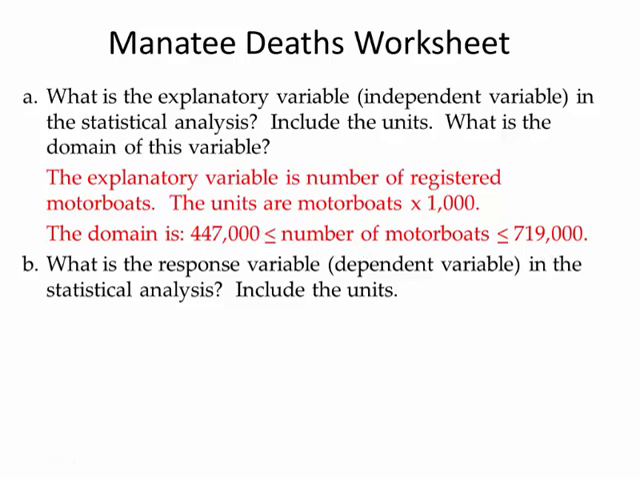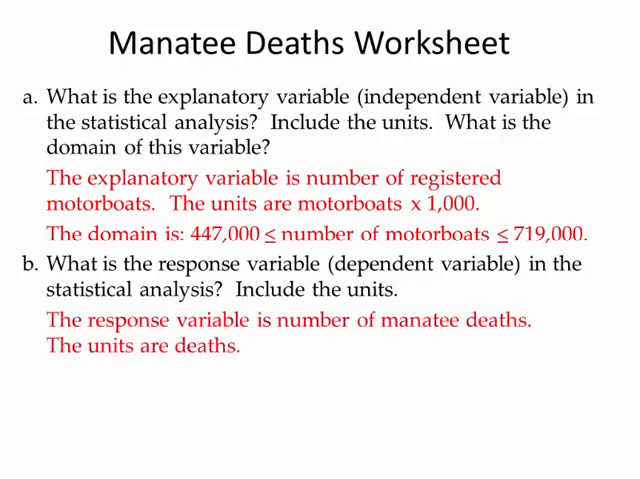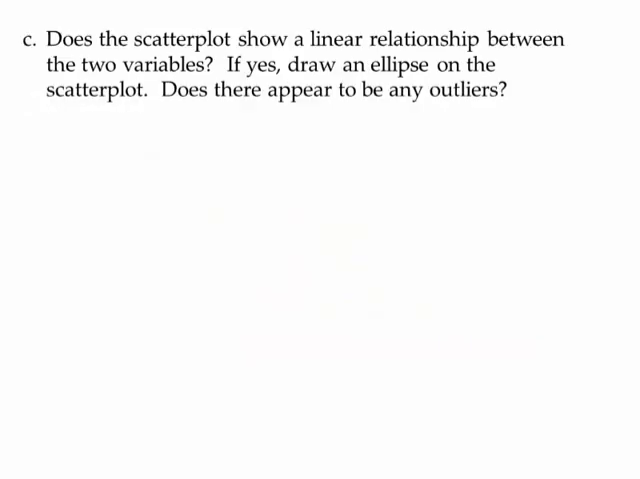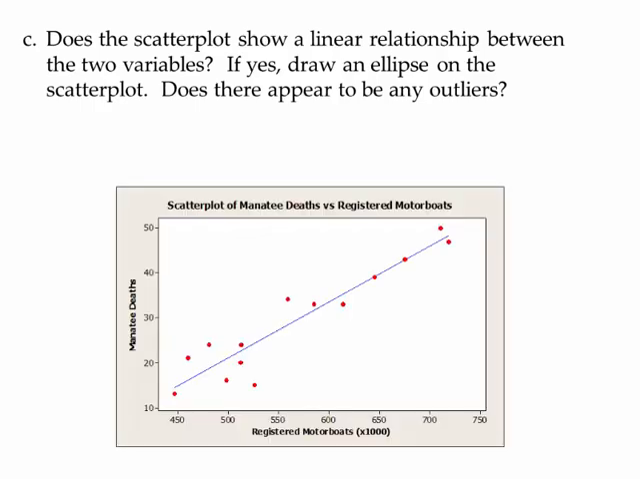Part B. What is the response variable in this statistical analysis? The response variable is the number of manatee deaths. The units are deaths. Question C. Does the scatter plot show a linear relationship between the two variables? Let's look at the scatter plot. According to the scatter plot, there appears to be a linear relationship.